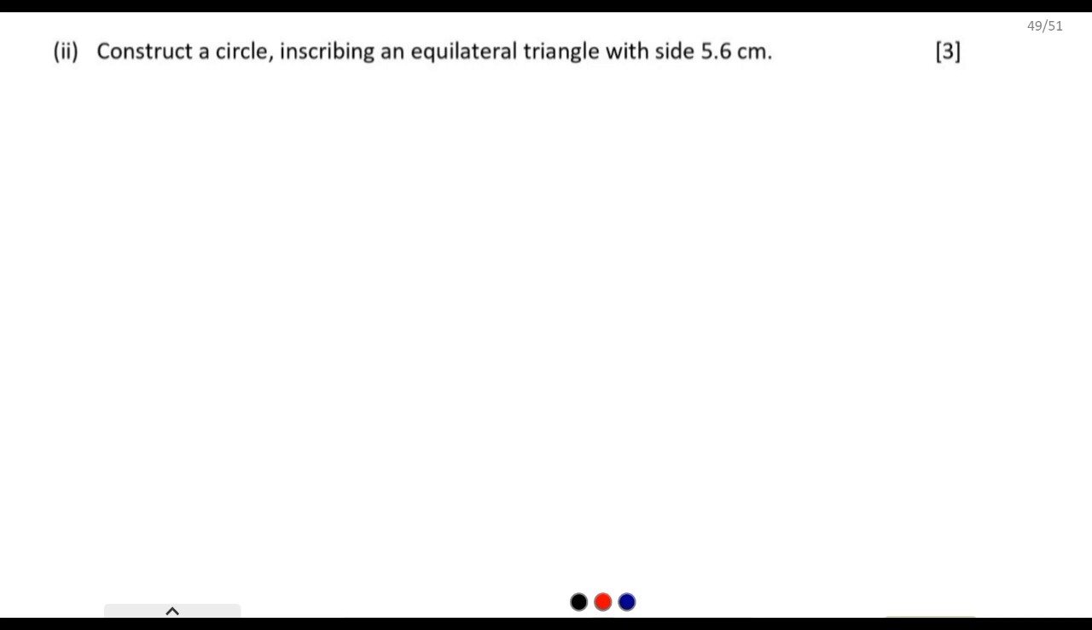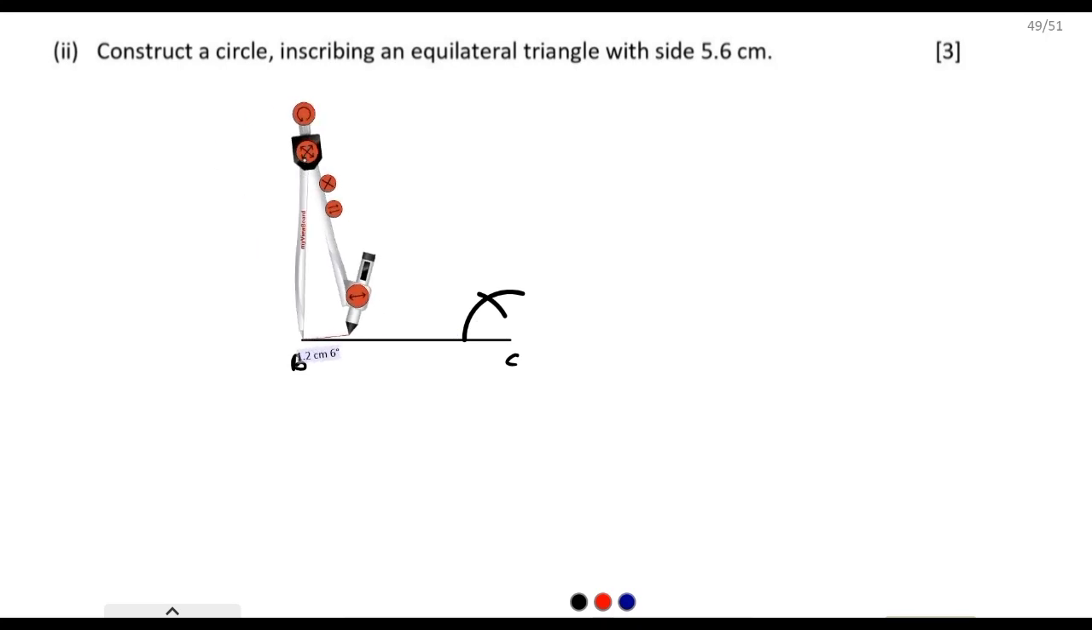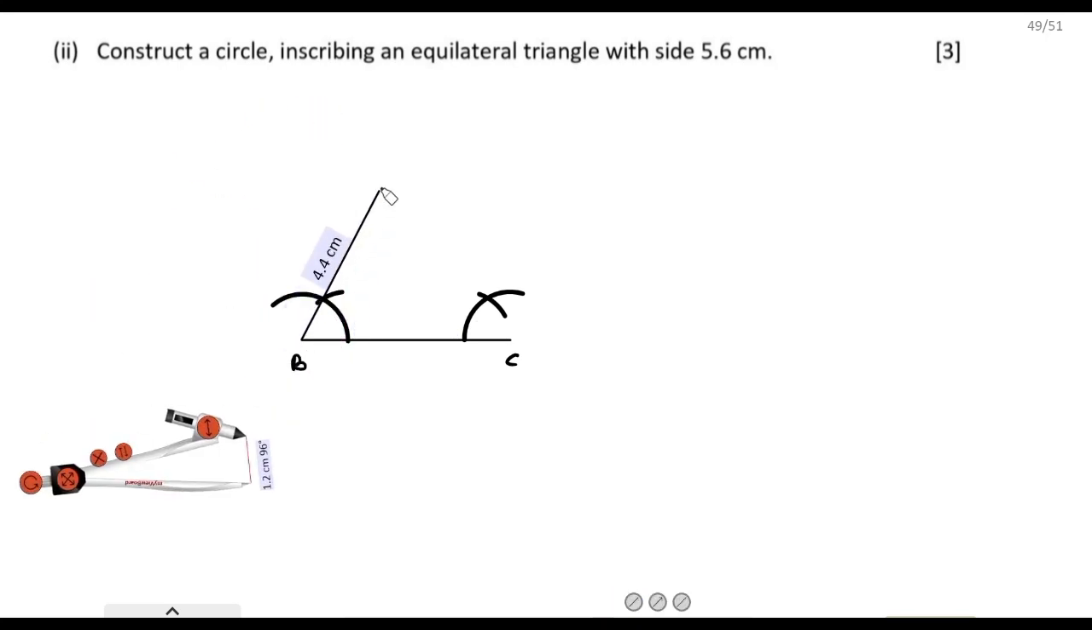Second part, construct a circle inscribing an equilateral triangle with side 5.6. First of all, construct an equilateral triangle whose side is 5.6. For this, draw a line of 5.6 centimeter. Then with the help of a compass, draw a 60-degree angle at both the ends. This is an equilateral triangle with side 5.6.